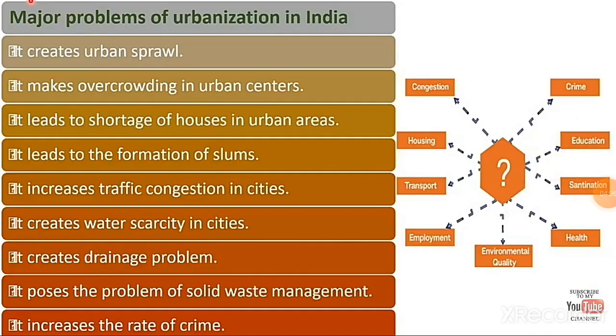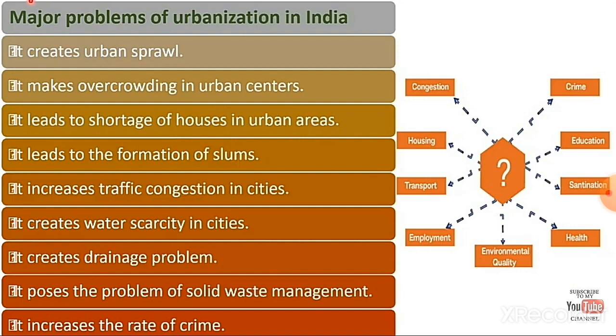Next, what are the problems faced by urbanization? It creates urban sprawl. It makes overcrowding in urban centers. It leads to shortage of houses in urban areas. Because of the number of people, they cannot provide houses to all. It leads to the formation of slums. Because they can't stay in those places, automatically they will stay in the platform areas. So urbanization leads to the formation of slum areas.